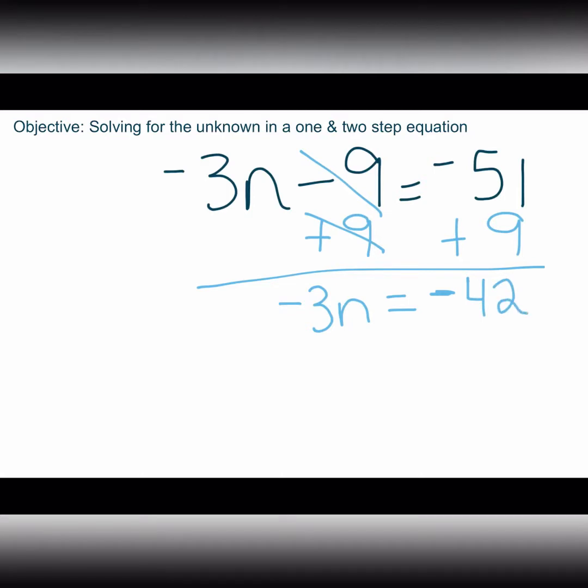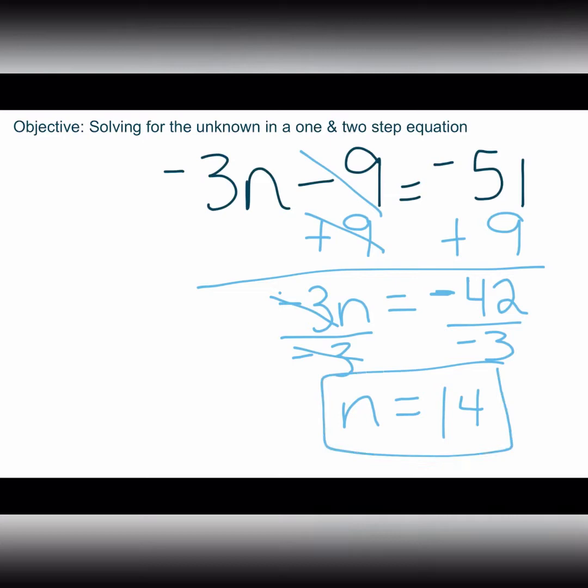Okay, now we have negative 3 times n. So to undo the multiplication, we're going to divide by negative 3. So we cross these out and we get n equals, so negative divided by negative is going to be positive. And then 42 divided by 3 is 14. So that is our final answer.